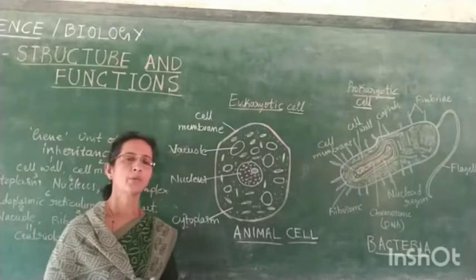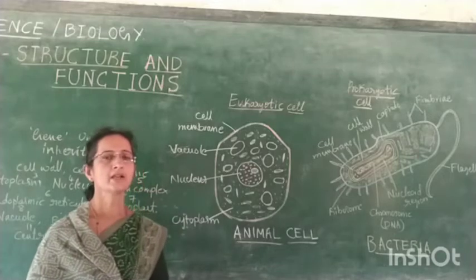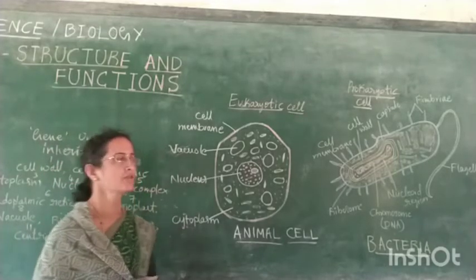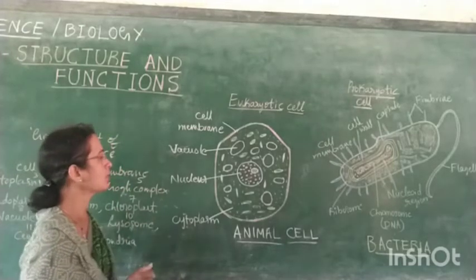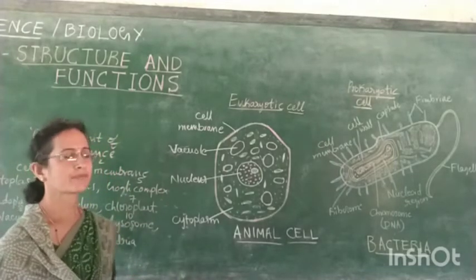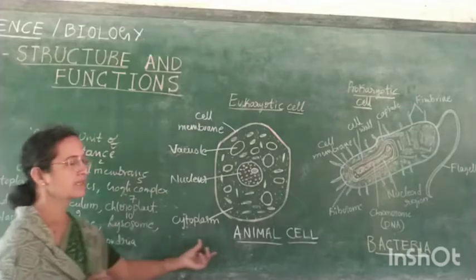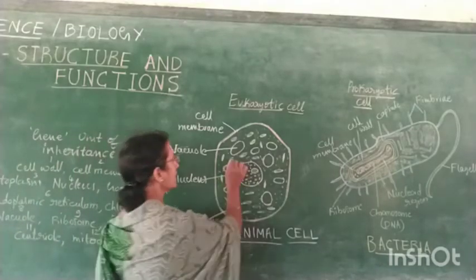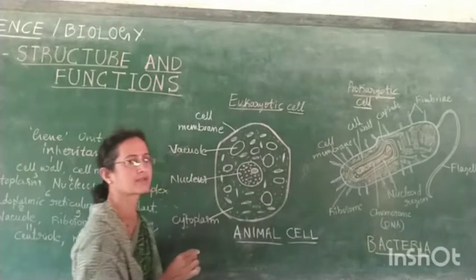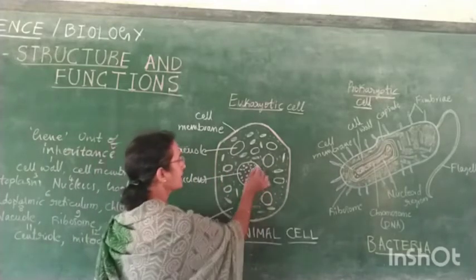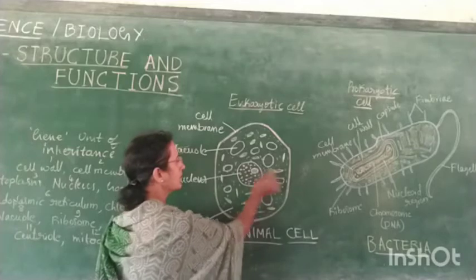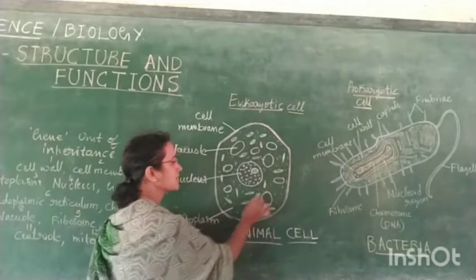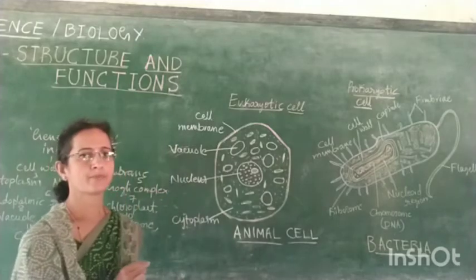So we will learn about other parts of the cell. So far we have learned about the cell wall and cell membrane. Let us learn about the cytoplasm and the nucleus. Here you are seeing the animal cell. Inside that you have a jelly-like substance. You have the cell membrane and the nucleus. In between the cell membrane and the nucleus you find a jelly-like substance called cytoplasm.